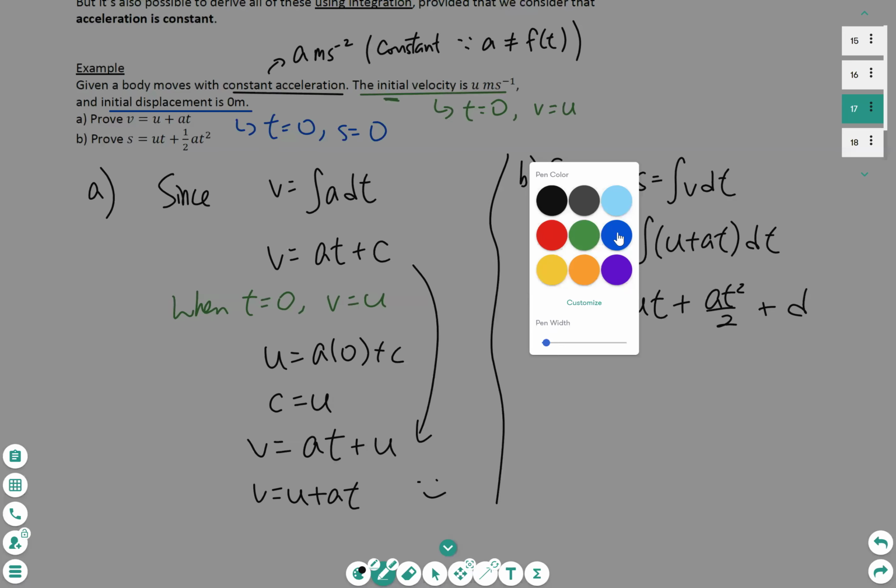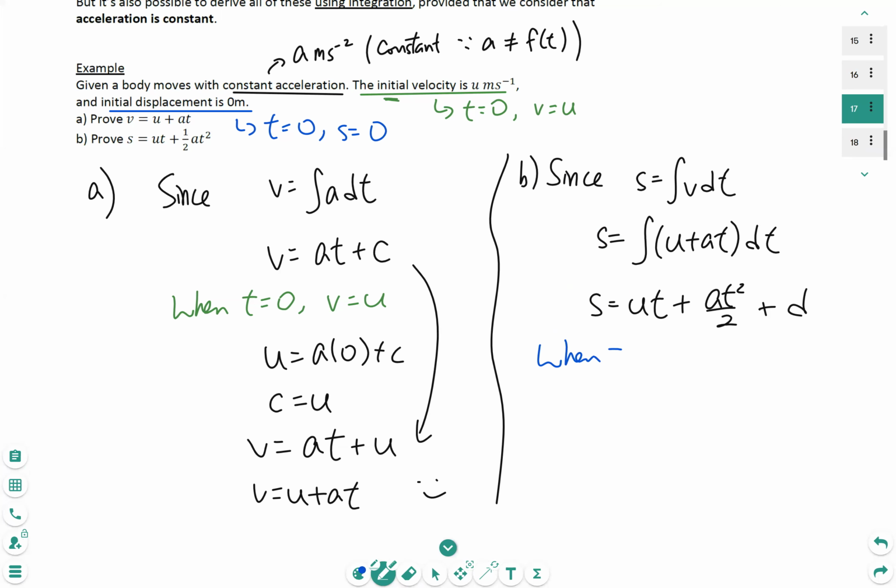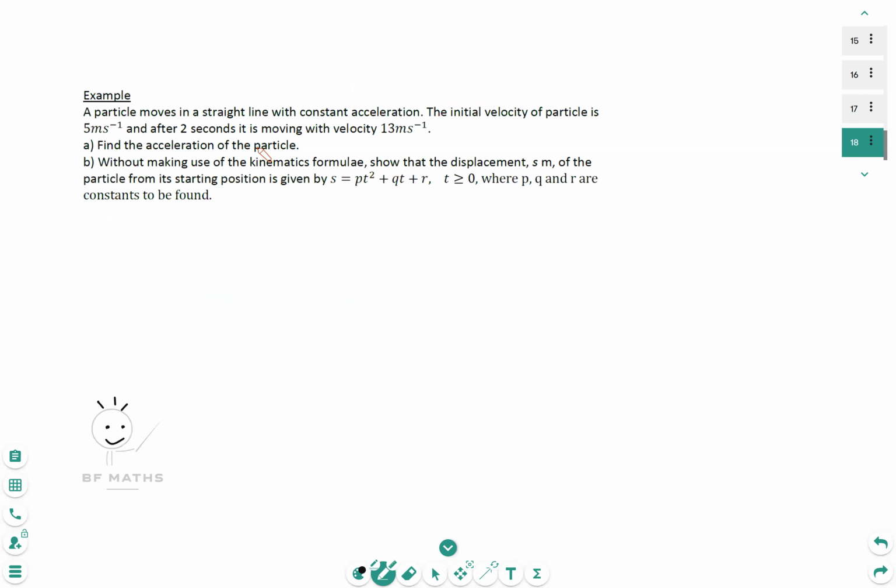Next, we can apply the boundary condition. So when t equals 0, s equals 0. You can see where it's coming from, where it's coming to. So 0 equals d because 0 equals 0 plus d. So d is 0. Therefore, s equals ut plus a half at squared. Double smiley face. Why does it look a bit evil? Anyway, right. One more example. It's the last chapter for mechanics, so I put a little smiley face to celebrate it.